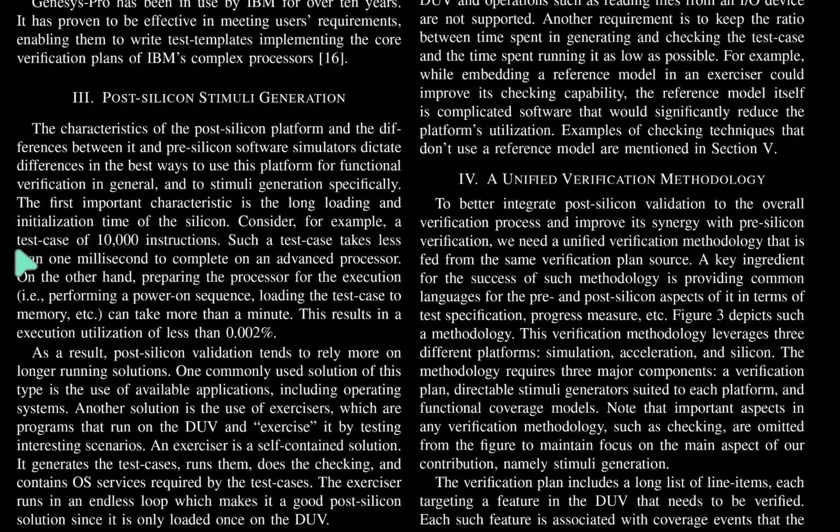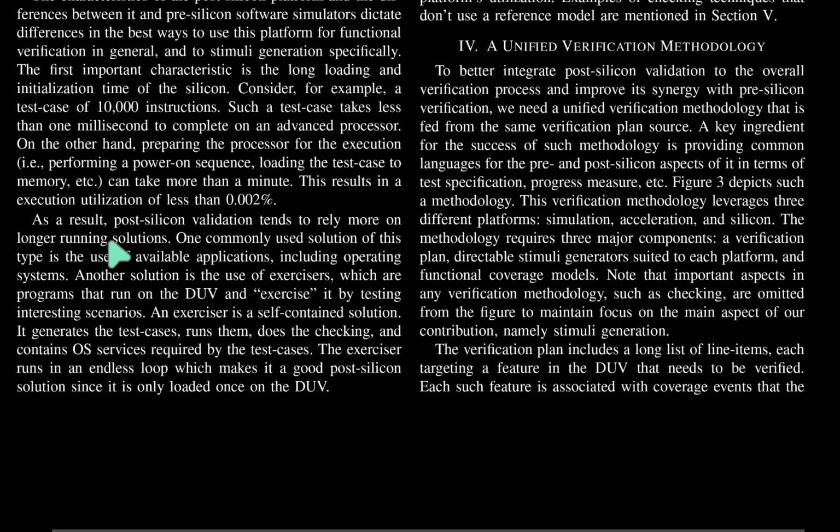Consider, for example, a test case of 10,000 instructions. Such a test case takes less than 1 millisecond to complete on an advanced processor. On the other hand, preparing the processor for the execution, that is, performing a power-on sequence, loading the test case to memory, and so on, can take more than a minute. This results in an execution utilization of less than 0.002%.